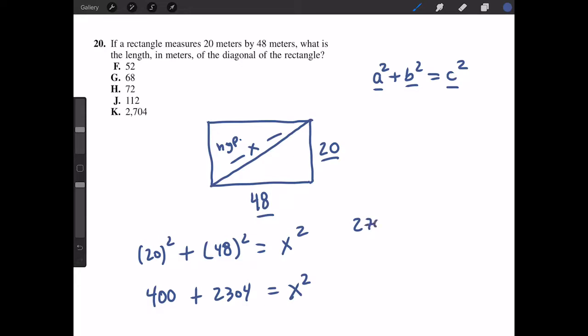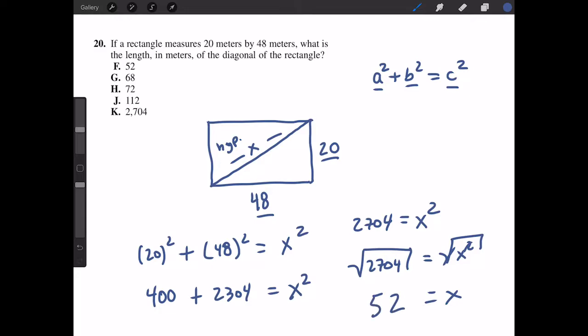Now when we add these two numbers, we get 2,704, and this again is equal to x squared. But we don't want the measurement of x squared. We want to know what x is. So we simply take the square root of both sides. The square root of 2,704 is equal to the square root of x squared. These cancel, giving us the x value we need, and the square root of 2,704 is equal to 52. So the measurement is 52 meters, which is choice F.